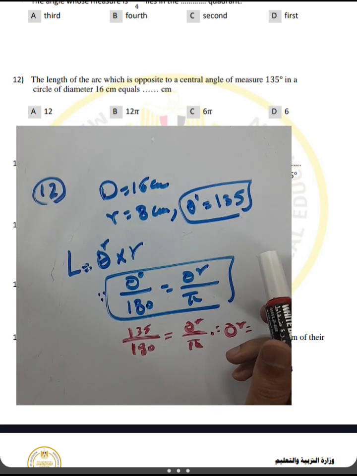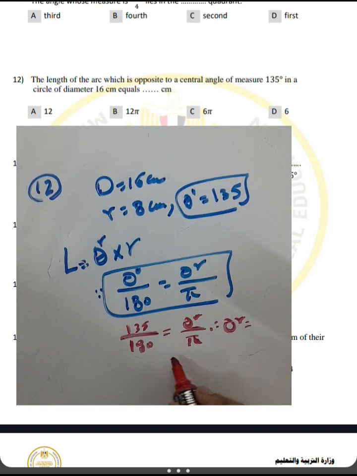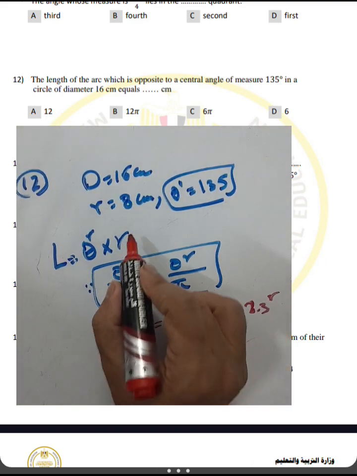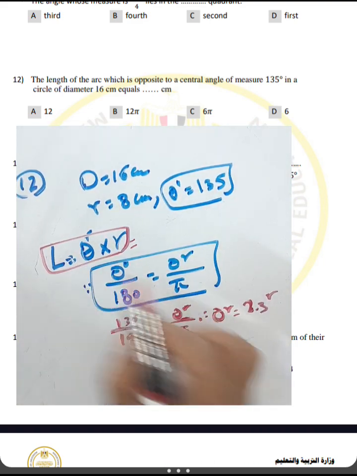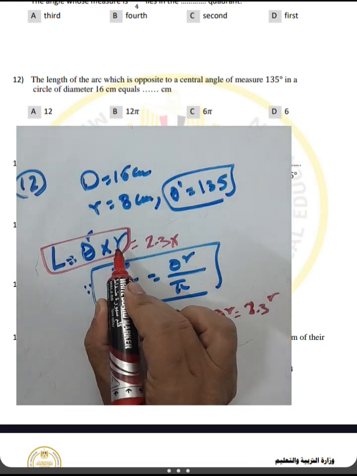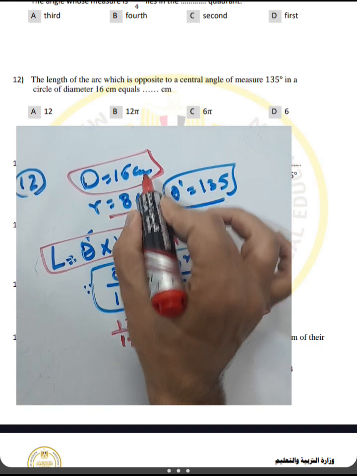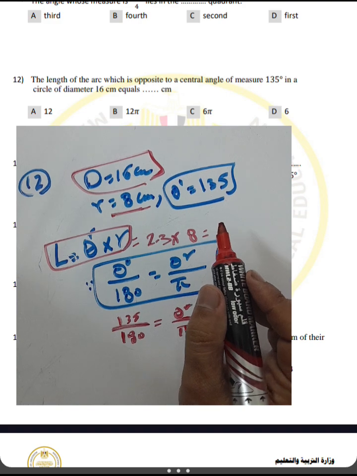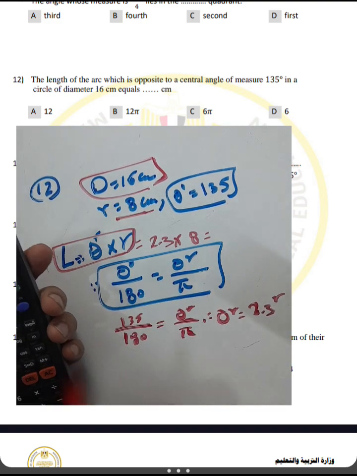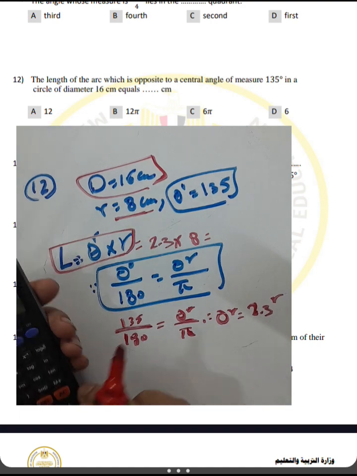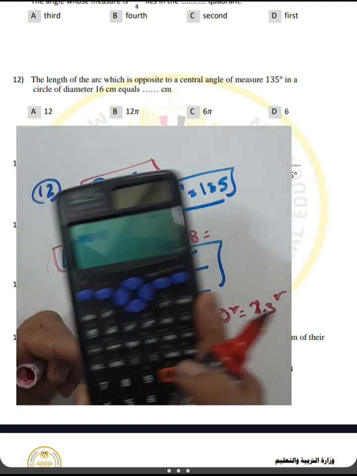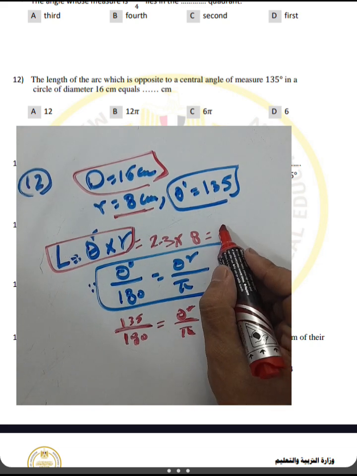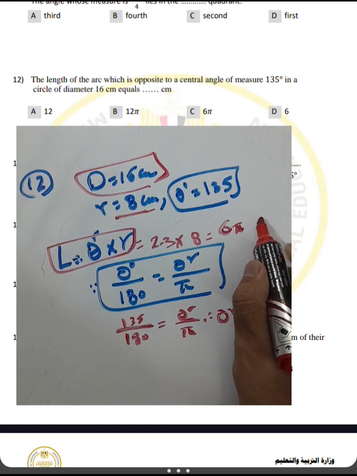Then theta in radians is 2.3. The length will be theta in radians, 2.3, multiplied by the radius, 8 centimeters, because they gave us the diameter as 16. Then you can use a calculator to find the result: multiply by 8, and the result will be 6 pi. Choose letter C for question 12, 6 pi centimeters.